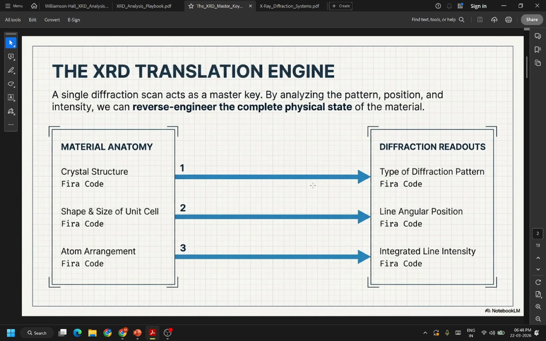So a single diffraction scan acts as a master key. By analyzing the pattern, position, and intensity, we can reverse engineer the complete physical state of the material. From the type of diffraction pattern, we can calculate the crystal structure. From the angular positions of the lines, we can get the shape and size of the unit cell. And from integrated line intensities, we can get the atomic arrangement within the lattice. That is your phase and orientation.